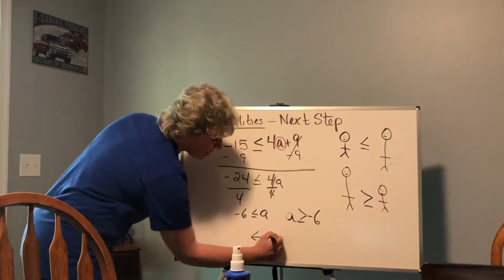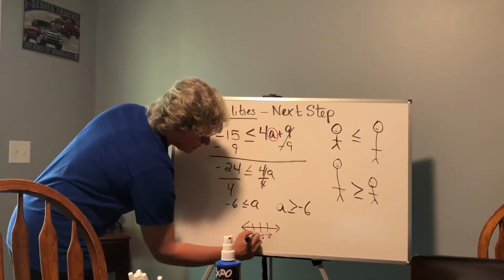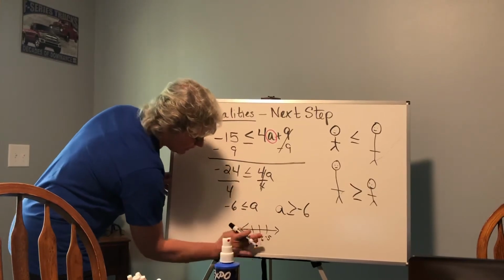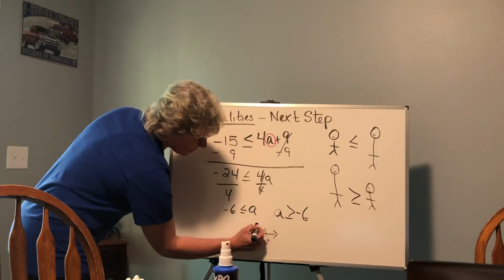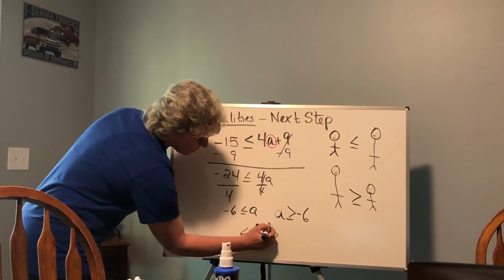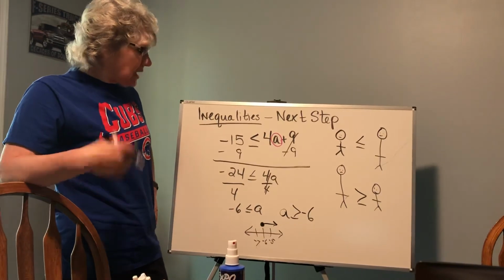And if we are to graph it, trying to be really careful. Oh, dang it, did it again. I'm not singing though. We're going to color this in, and we're going to go this way because negative 5 is greater than negative 6, and that's our next step.